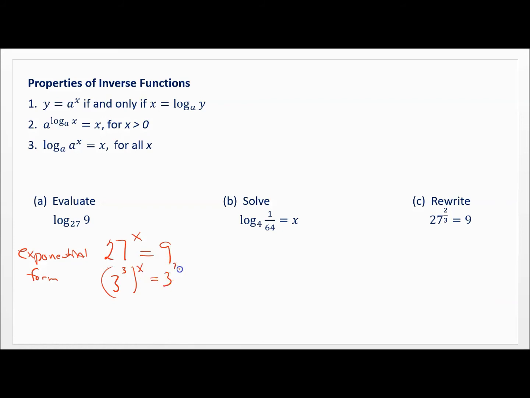9 is 3 squared. Then right here, I multiply those together. 3 to the 3x is equal to 3 to the second. And then I solve the equation that I have up here. Since the bases match, I can just say 3x equals 2, or x is equal to 2/3. So the answer to this problem is 2/3.